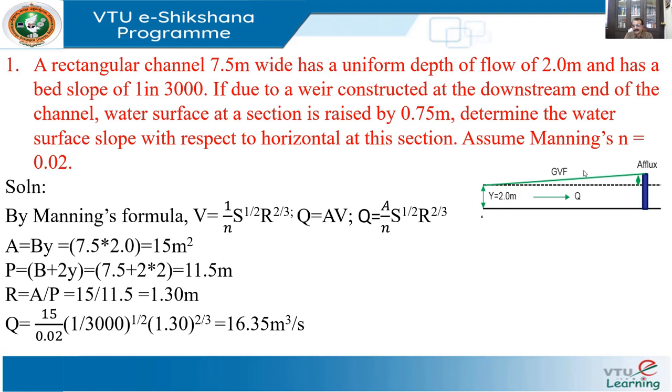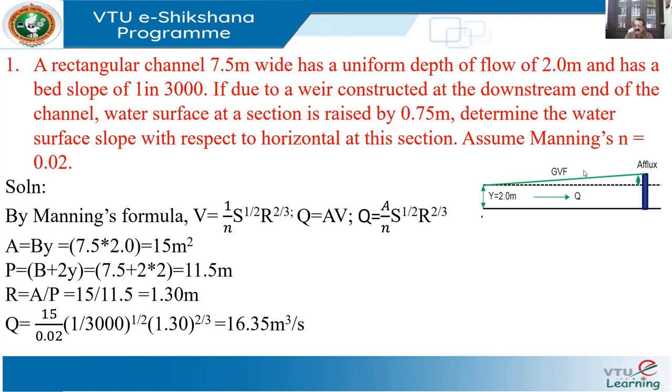Now, consider a section far away from the obstruction where the depth of flow is y is equal to yn is equal to 2 meter. We have two sections. One section 1-1 where the depth of flow is 2 meter and another section where the depth of flow is 2 plus 0.75, that is 2.75 meter. First, let us consider section 1-1. There, find the wetted area. Wetted area A1 is equal to B into yn. So, B is 7.5, the width of the rectangular channel, into the normal depth of 2 meter. Therefore, wetted area at section 1-1 is 15 meter square.